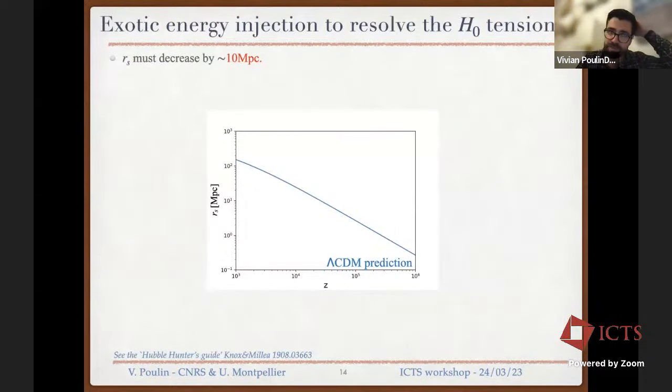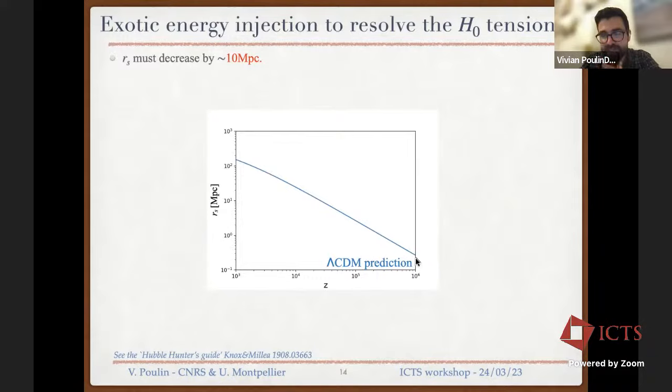So how can we do better than that? Let's go back to the drawing board and look at how the sound horizon evolved with redshift. And the first thing to notice is that the sound horizon evolves only very much towards late redshift. So it's very highly weighted towards a lower redshift.